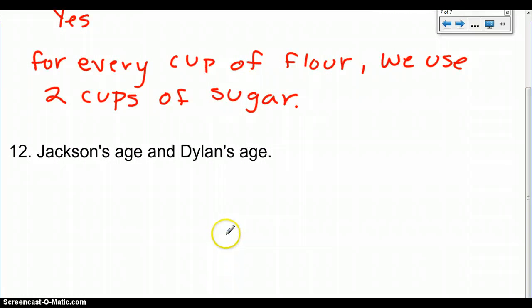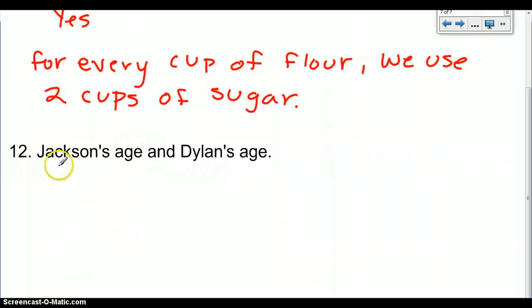So for number 12, Jackson's age and Dylan's age. So we have to see if it's a direct variation, if it has the same proportion every time. And so every time, if Jackson's age goes up 1, Dylan's age would go up 1. Or if Jackson's age goes up 2, Dylan's age would go up 2. So it does have the same constant, but it won't have the same proportion every time.